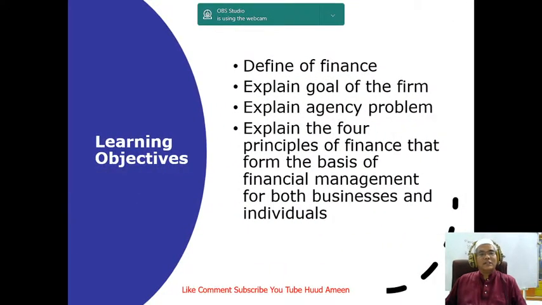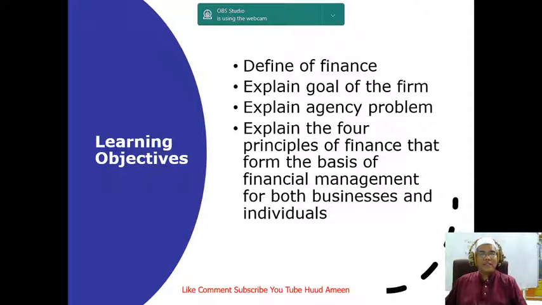The learning objective of this chapter: we have 4 learning objectives. It's very simple. First is to define finance. What is finance? Learning objective number 2 is to explain the goal of the firm. What is the goal or mission of any firm, particularly in finance? Number 3, explain the agency problem. What is the agency problem? Focus on the word problems.